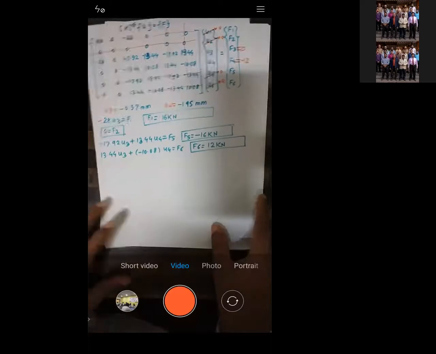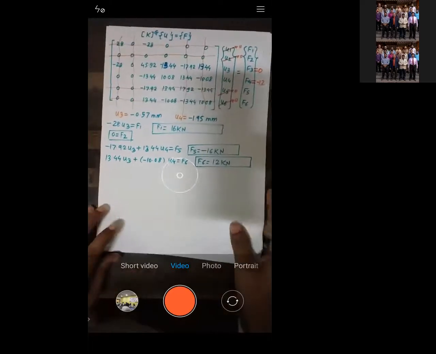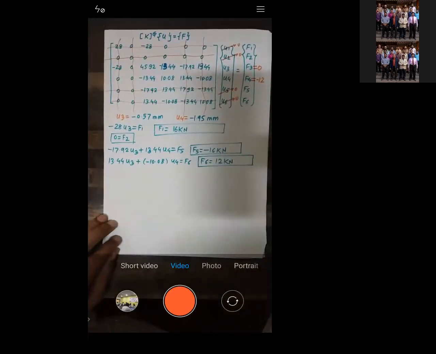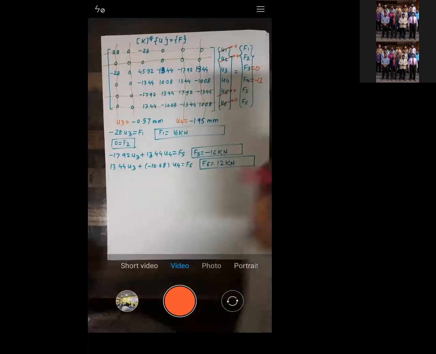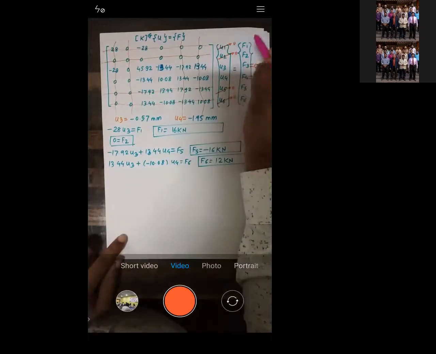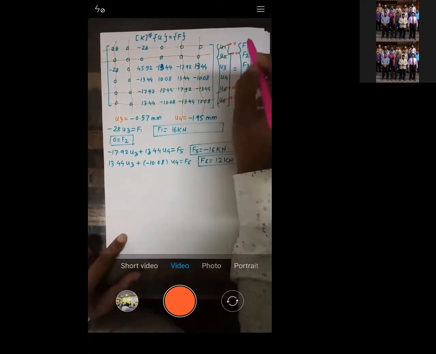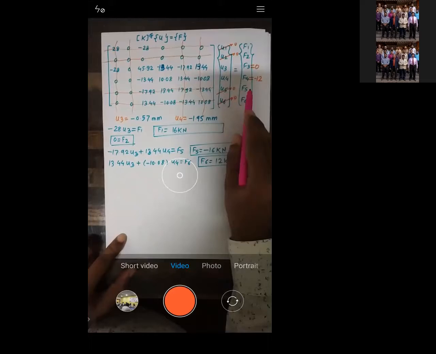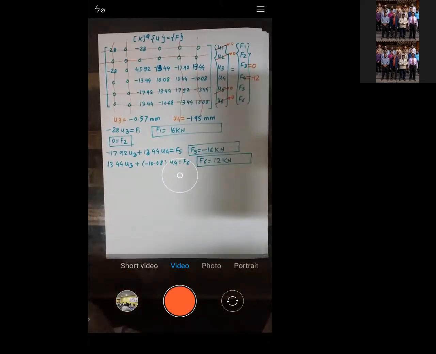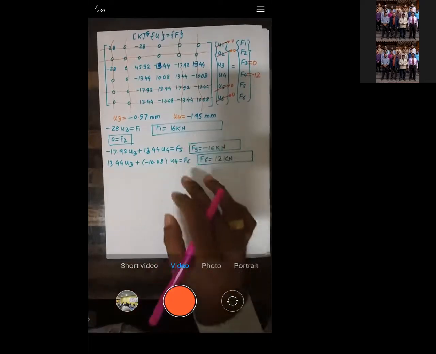Now, the point where deformation or deflection is 0, at that point we will get reactions. So at U1 we will get F1 as a reaction, at U2 we will get F2, at U5 we will get F5, and at U6 we will get F6 as a reaction, right? This we already calculated, so now we have got these reactions, right?